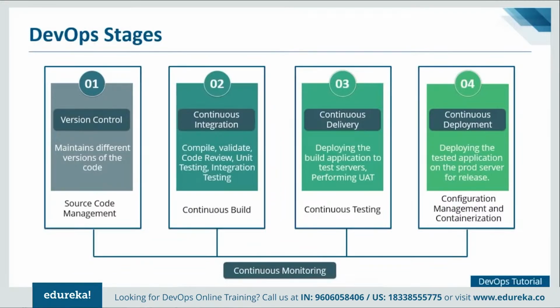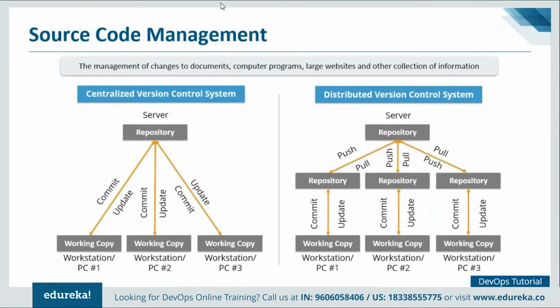We are going to discuss each of these stages one by one, starting from source code management, also called version control. There are two types of source code management approaches. One is called centralized version control, and another one is called distributed version control. Now imagine there are multiple developers writing code for an application. If some bug is introduced, how will we know which commit has caused that error, and how will I revert back to the previous version of the code?